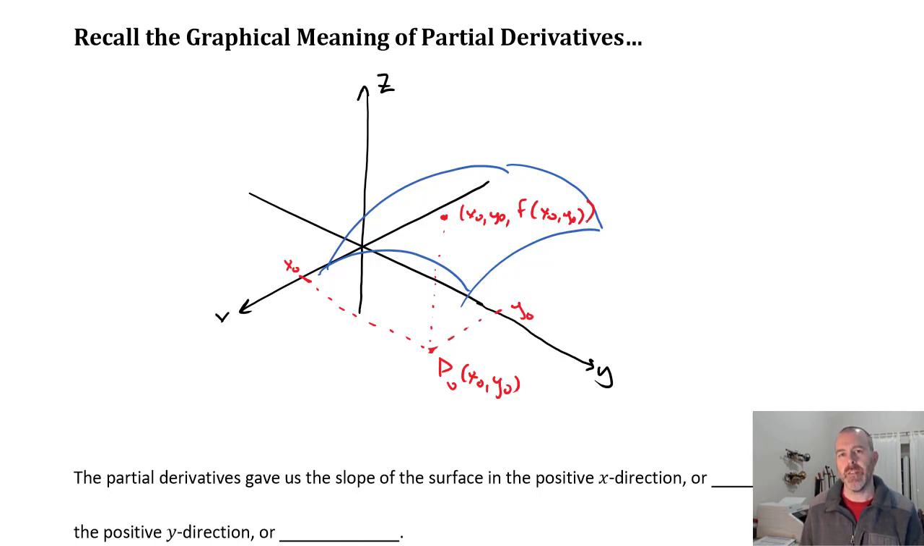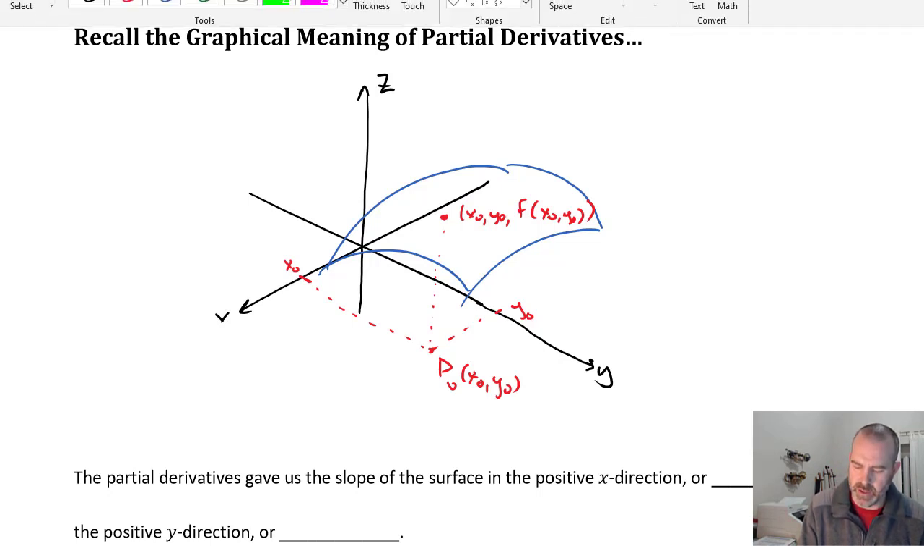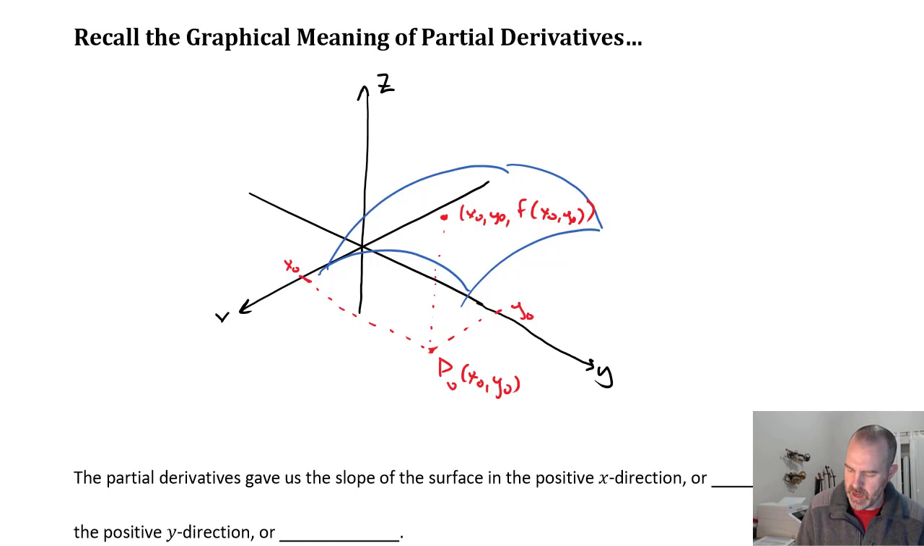And the directional derivative is if we look just in the X direction or just in the Y direction. So is this a bad idea to do this many colors? Probably.